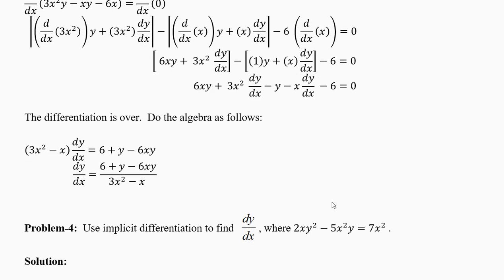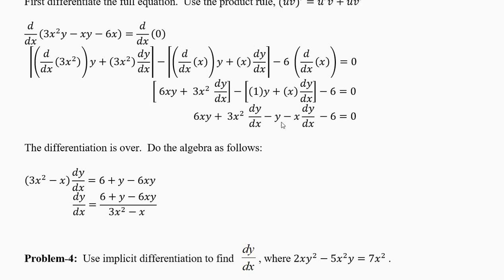Now we have to do some algebra. What's the algebra? Take terms without dy by dx onto the right side. So which are the terms? 6y and 6xy. It is minus 6 minus y and plus 6xy. So this minus 6 will become plus 6 when it goes to the right. Minus y will become plus y. Plus 6xy will become minus 6xy.